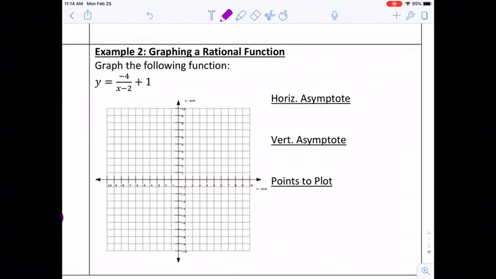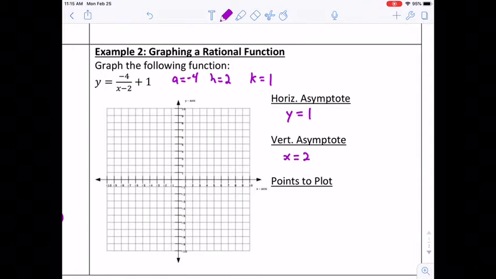Alright, so we're going to graph this function. Again, find your a, h, and k. A is the value at the top of the fraction. H is the opposite of the number with x on the bottom. And k is the number to the right of the fraction. So now your horizontal asymptote is going to be y equals your k value, so y equals 1 in this instance. Your vertical asymptote is going to be x equals h, which is 2 in this instance.